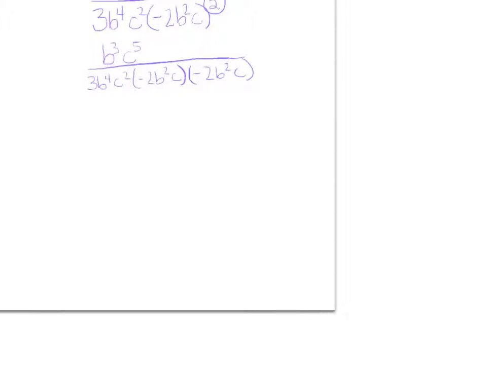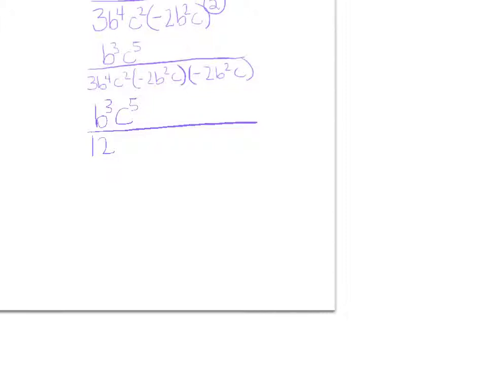From here I'm going to start combining across the top if I can, and across the bottom if I can. On the top there's nothing that is alike, so that's going to stay as b cubed times c to the fifth power. On the bottom I'm going to multiply first my coefficients. 3 times negative 2 times negative 2. 3 times negative 2 is negative 6. Negative 6 times negative 2 is positive 12.